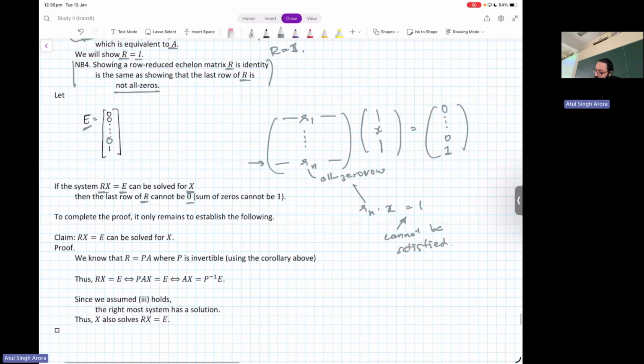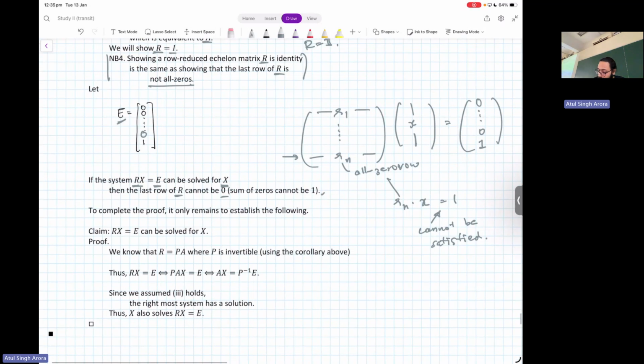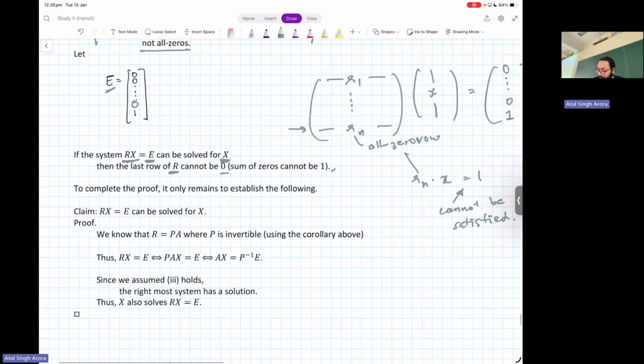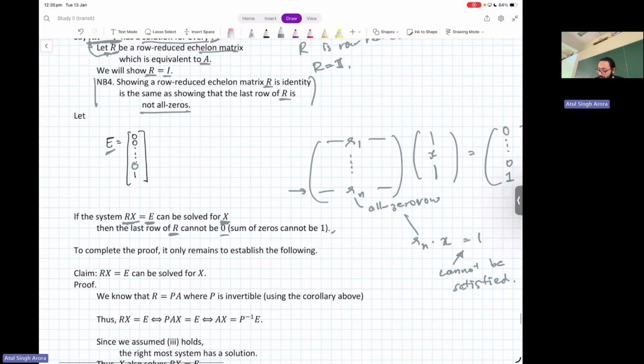And therefore, it must be the case that if there is a solution, then the last row cannot be all zeros. That is what we said here: if this system can be solved for x, then the last row of R cannot be 0. And we already know that the set of solutions for row equivalent matrices is the same. Whether I'm finding solutions for A or for R, the solution set is identical. This we showed very early on.